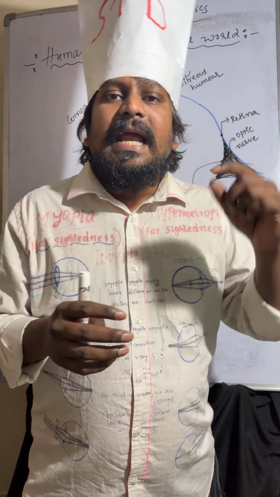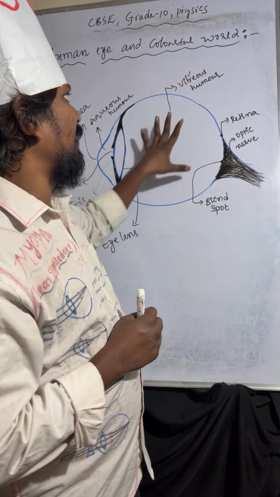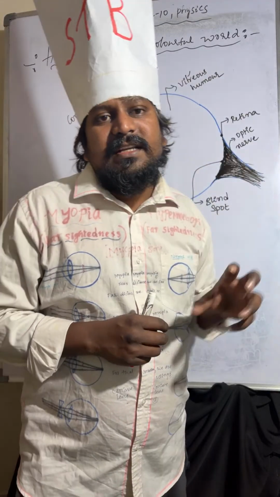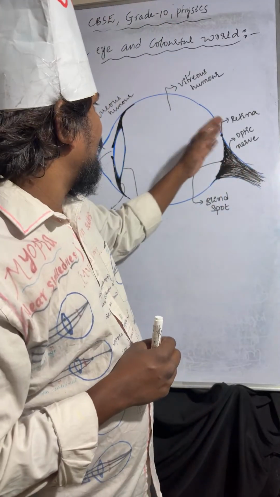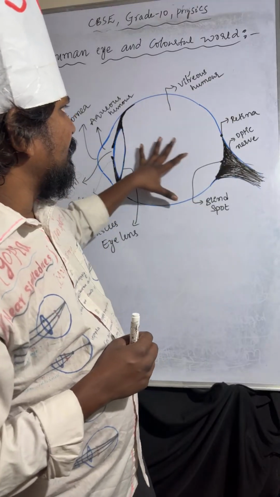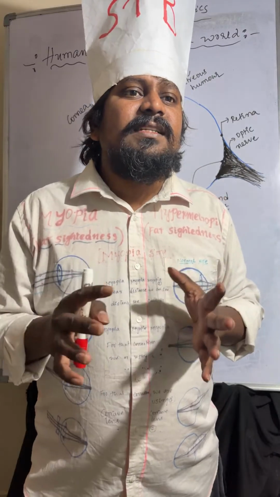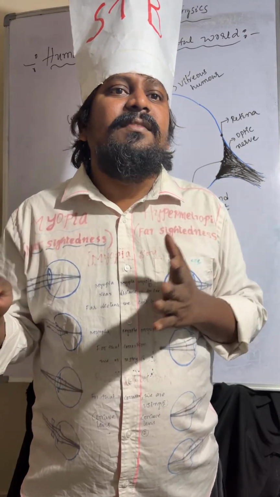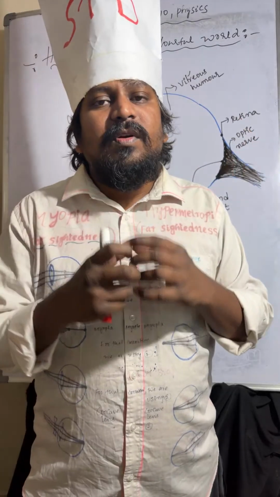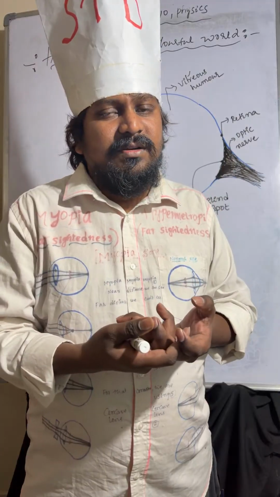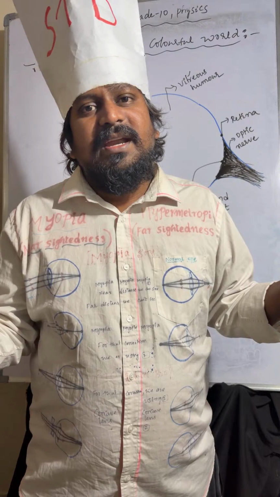One more thing: this space is filled with vitreous humor. Vitreous humor is a jelly type liquid present between the eye lens and the retina. This entire portion is filled with vitreous humor, and it provides sufficient force and pressure to maintain the shape.